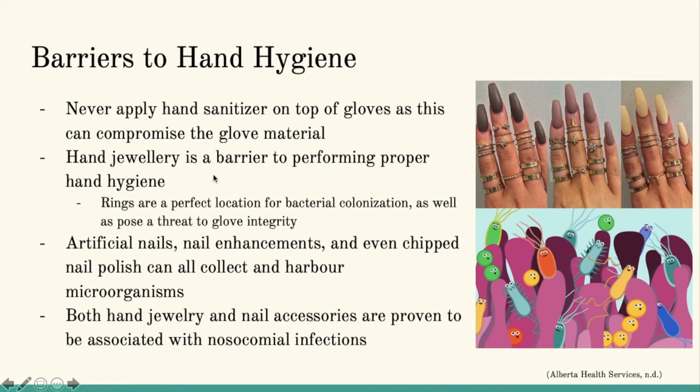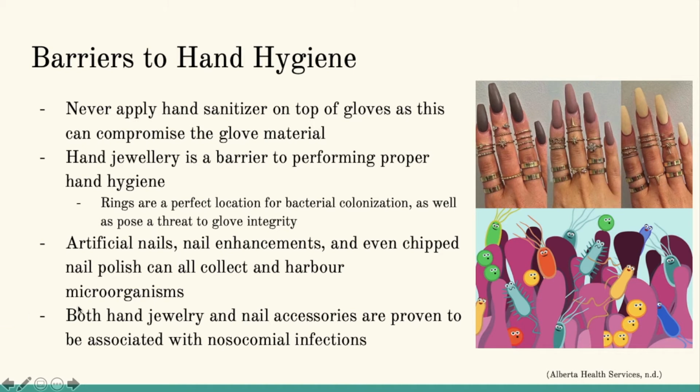Again, hand jewelry is a barrier to performing hand hygiene. And again, I talked about this. Rings are a perfect location for bacterial colonization, as well as pose a threat to glove integrity. So if you put a glove over top of a ring that's got a nice giant diamond on it or little sharp edges, there's a risk that it'll rip the glove and compromise your PPE, and you'll be exposed to nastiness in whatever task you're doing. So remove those hand jewelry if you can.